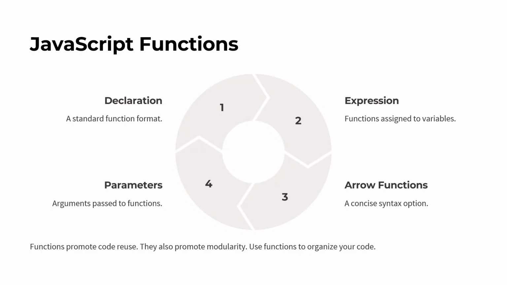Function expressions involve assigning functions to variables. This approach allows functions to be stored, passed as arguments, and used in dynamic ways within a program. Arrow functions provide a more concise syntax, making them ideal for shorter functions. They streamline code by reducing the need for function keywords and improving readability, especially in modern JavaScript applications.